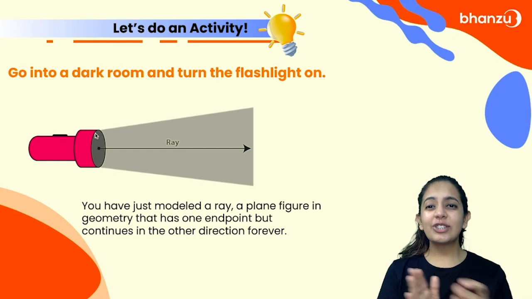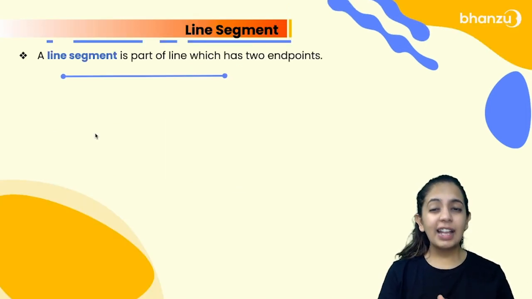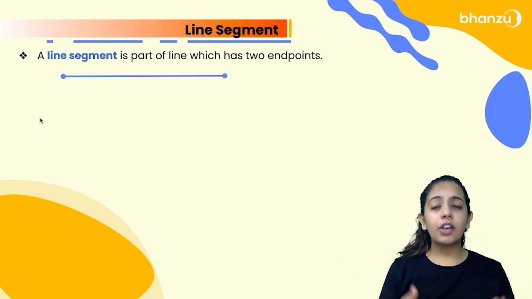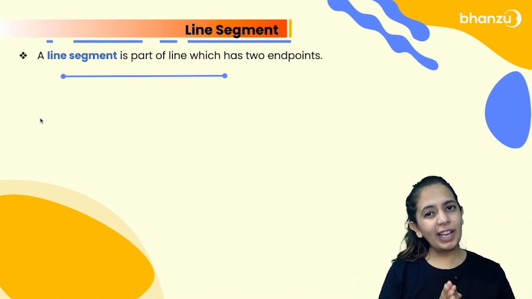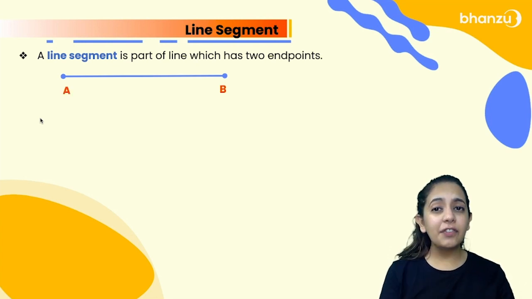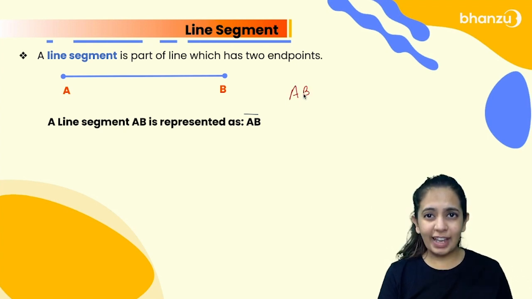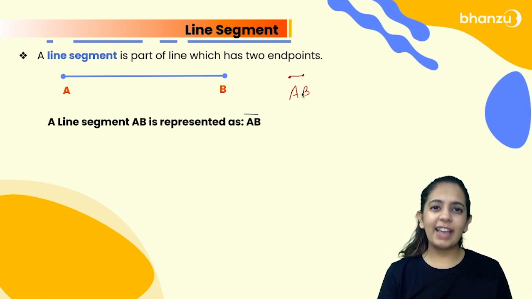Moving ahead to the next part of the line, that is line segment. If I cut the line from 2 endpoints, we are going to get a line segment. And my dear, it has a definite length. So this over here is AB. And over the top, you don't have to make a line or a ray. You have to make a line segment symbol, where A is also an endpoint, B is also an endpoint. And it refers to a line segment.